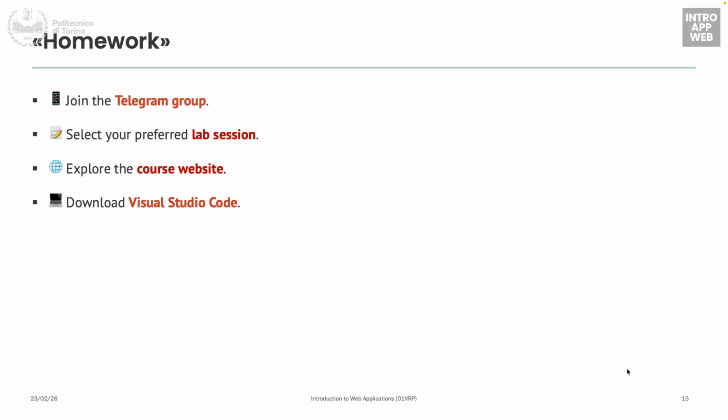So, which are the homeworks for today? First of all, join the Telegram group. It is very important because all the communications, all the announcements will be done through the Telegram group. Then select the preferred lab session. I will fix the hours in the form, and I will let you know through a message so that you can indicate your preferred lab session. Then explore the course website, become familiar with what I've shown you, with the calendar, with where you will find the materials. And finally, if you don't have Visual Studio Code yet, of course, download Visual Studio Code.